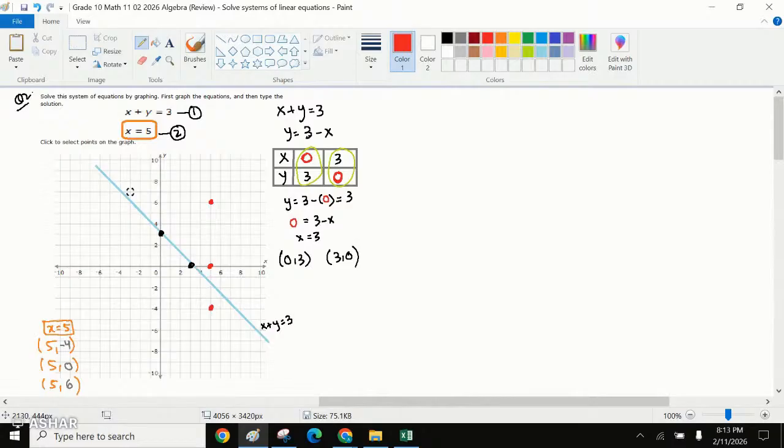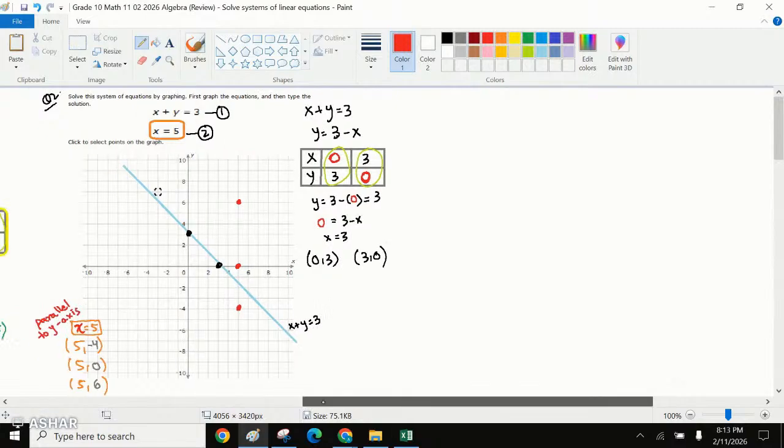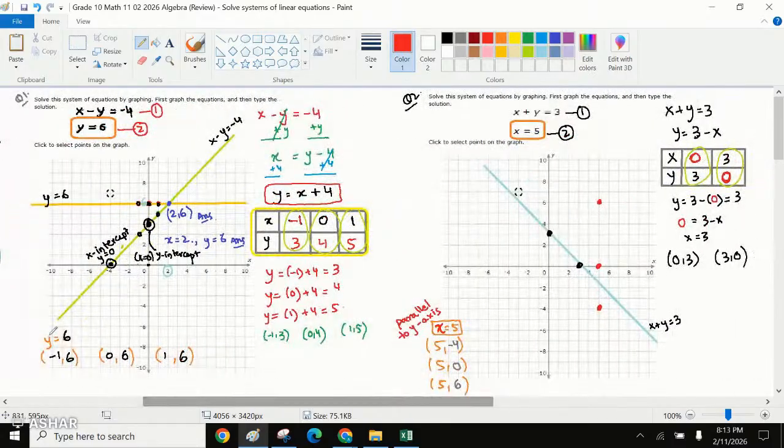What we see over here is whenever the equation is in terms of x, it will draw a line that would be parallel to the y-axis. Similarly, what we saw over here, when we had an equation of y, the line was parallel to the x-axis, right? So it's vice versa. When the equation is in terms of y, it is parallel to the x-axis. When the equation is in terms of x, it is parallel to the y-axis.